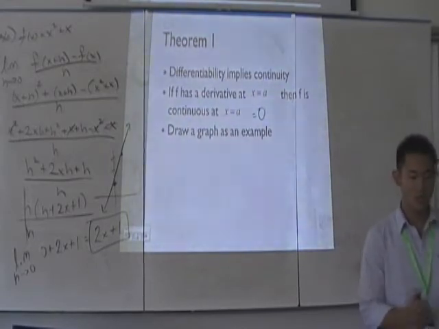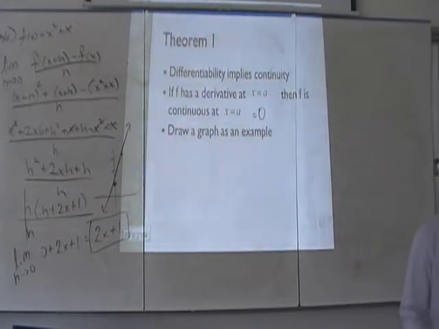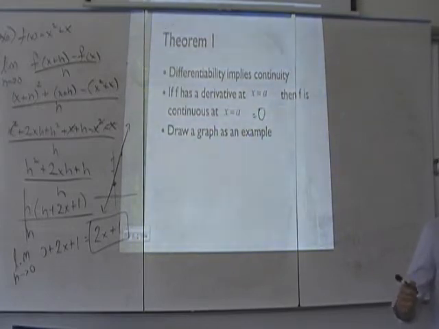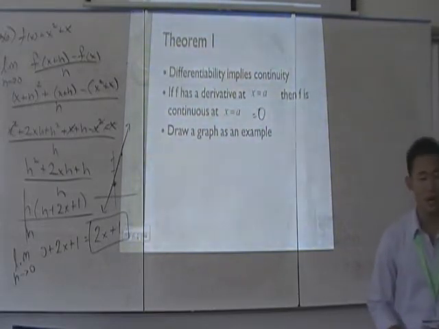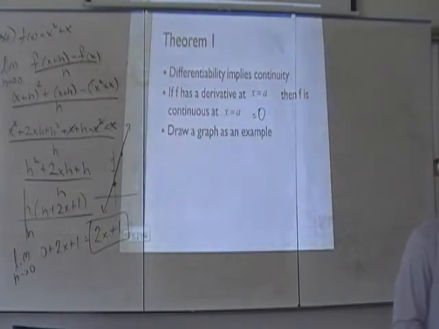If I ask you, if it's differentiable, does that mean it's continuous? What's the answer? Yes. Because that's theorem 1. Differentiability implies continuity. If it's differentiable, then it is continuous. If you can take the derivative of a function, then that function is continuous. If f has a derivative at x equals a, then f is continuous at x equals a.